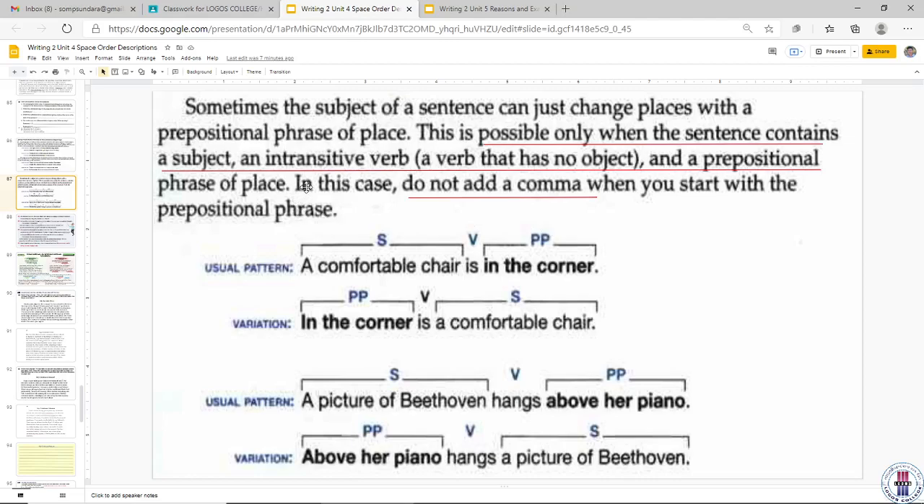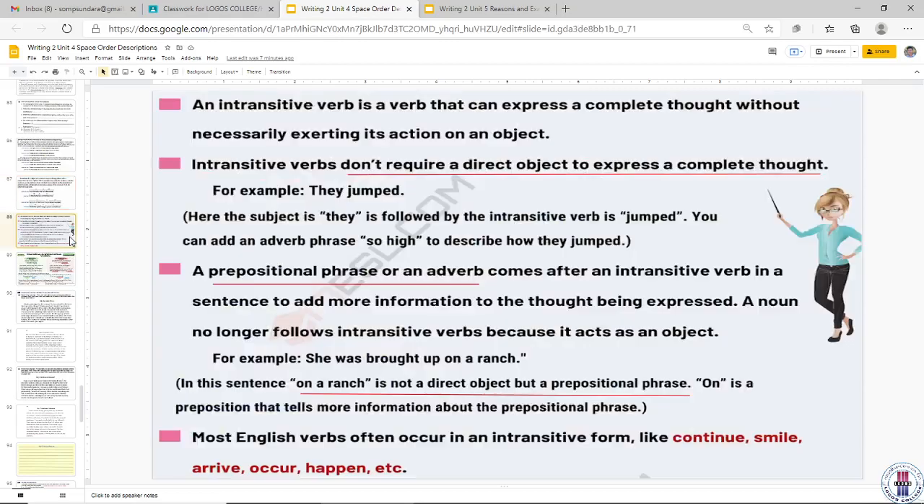So what is an intransitive verb? First, let's talk about what is an intransitive verb. This you need to know. An intransitive verb is a verb that can express a complete thought without necessarily exerting its action on an object. It doesn't require a direct object to express a complete thought. For example, they jumped. Okay, so that's a complete thought. And notice there's no object. They jumped. That's it. We don't know what happened or who jumped, and it doesn't need an object.